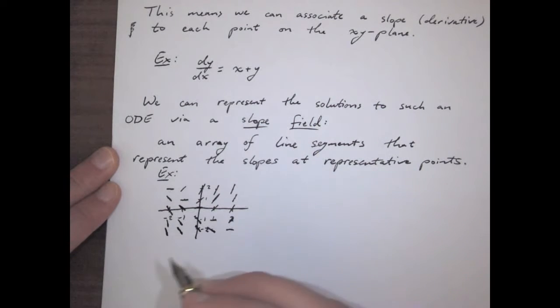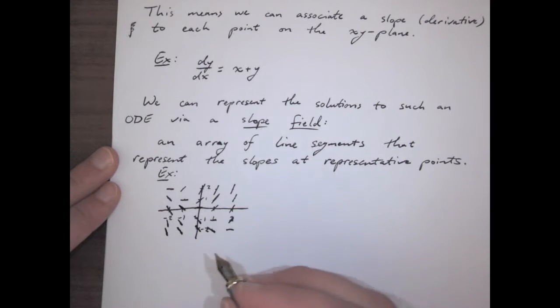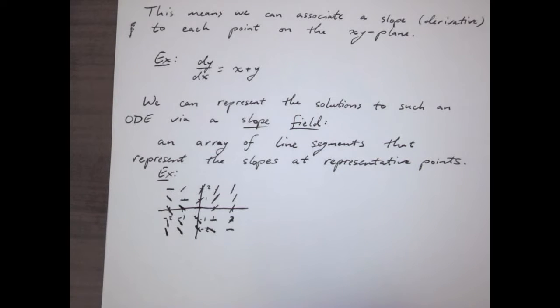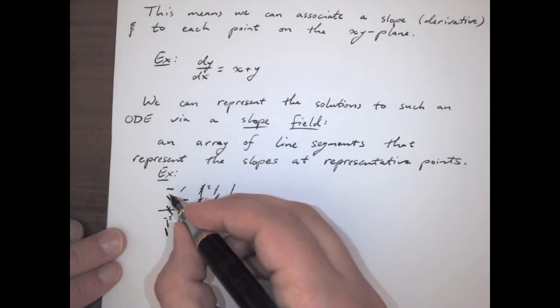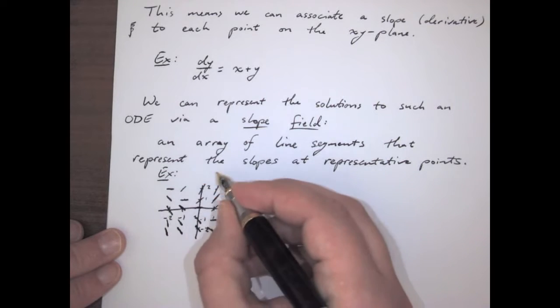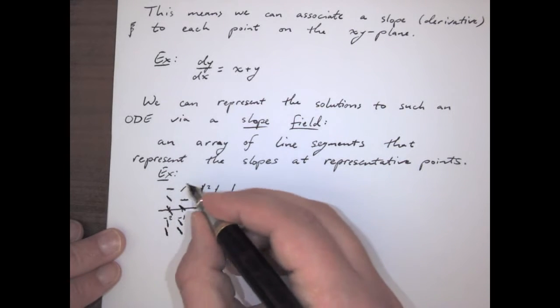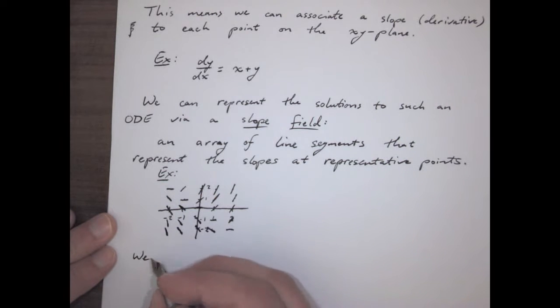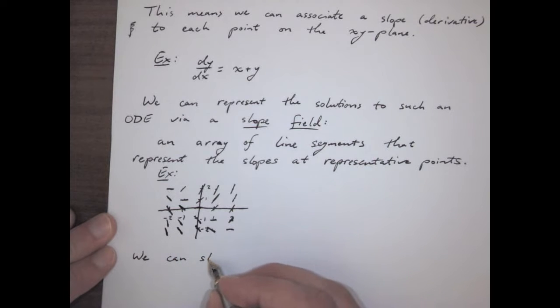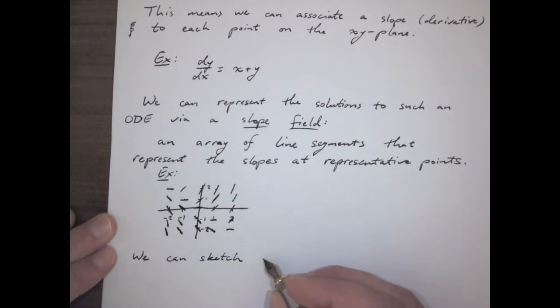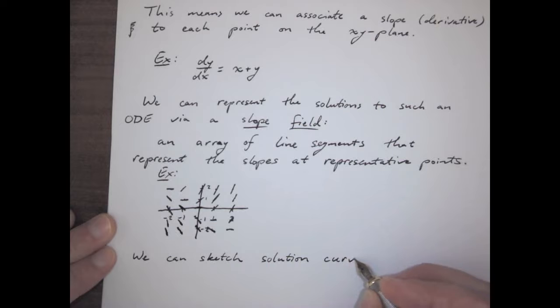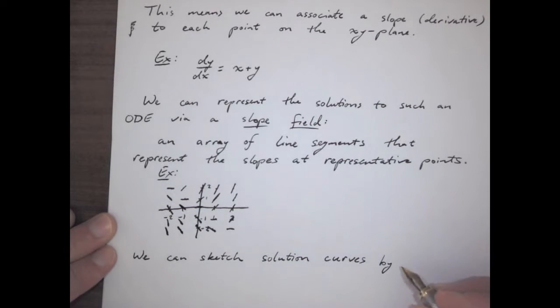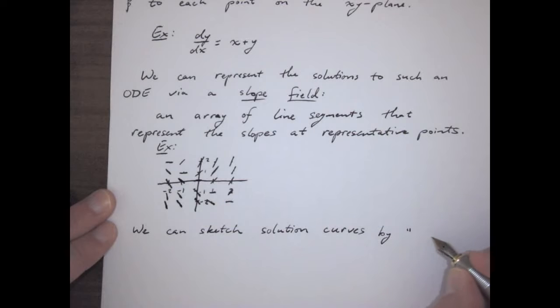All right. Now, once we have this slope field, we can then try to figure out what the solutions to this differential equation would look like by just imagining kind of going with the current. Just imagine drawing something whose tangents at each point are consistent with the little line segments here. So then we can sketch solution curves by just kind of going with the current.